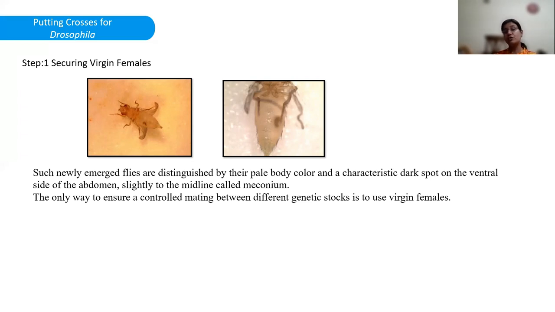Also, we have to observe the virgin flies under the microscope very carefully, because any virgin fly, whether it is a male or a female, would have the presence of a meconium.